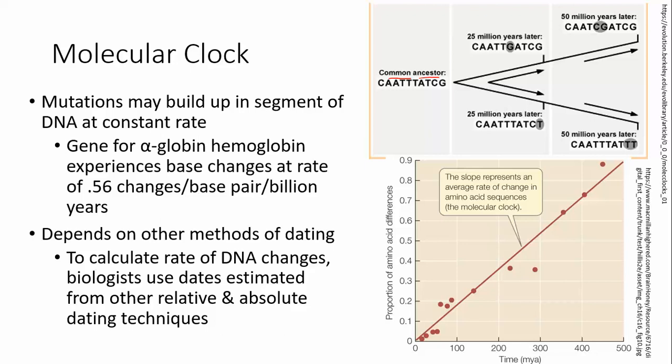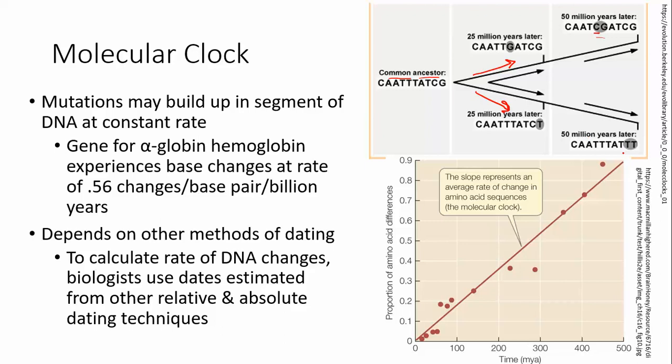So in this image on the top, what we're seeing is a situation where this gene accumulates one mutation every 25 million years. So that's one nucleotide change every 25 million years, which means if this diverges into two different groups of organisms, after 25 million years, on average, you would expect to find one difference in a nucleic acid sequence from the original ancestral gene. Then another 25 million years passes, and you can accumulate a second mutation.